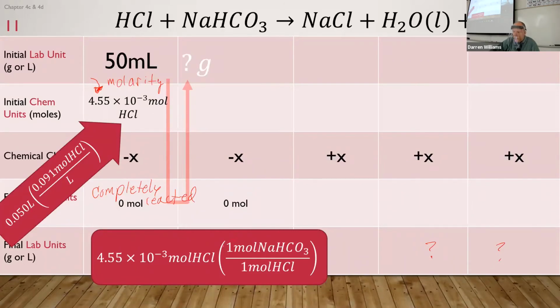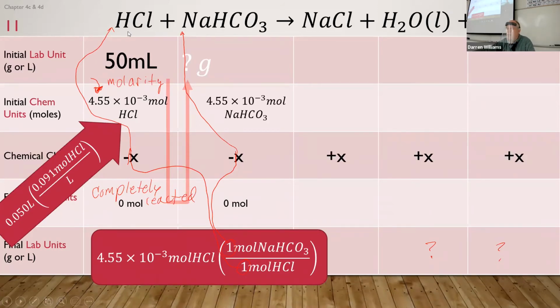So these ones right here are tied to here, and also to the equation up here at the top. So you get those coefficients in the mole ratio from the balanced chemical equation. And so that means I need 4.5 times 10 to the minus 3 moles of bicarbonate.